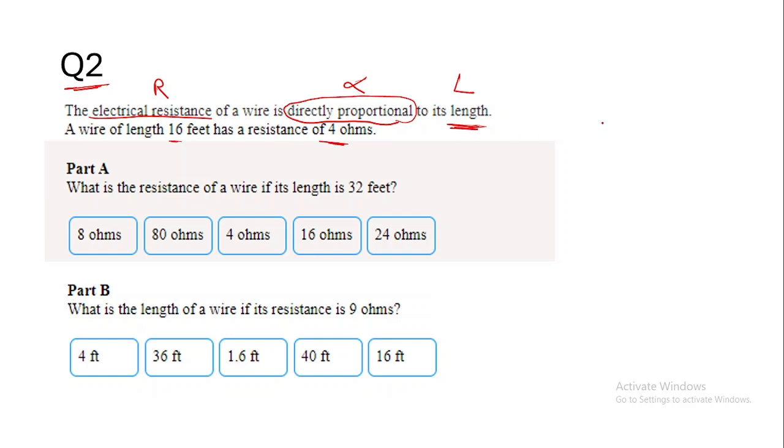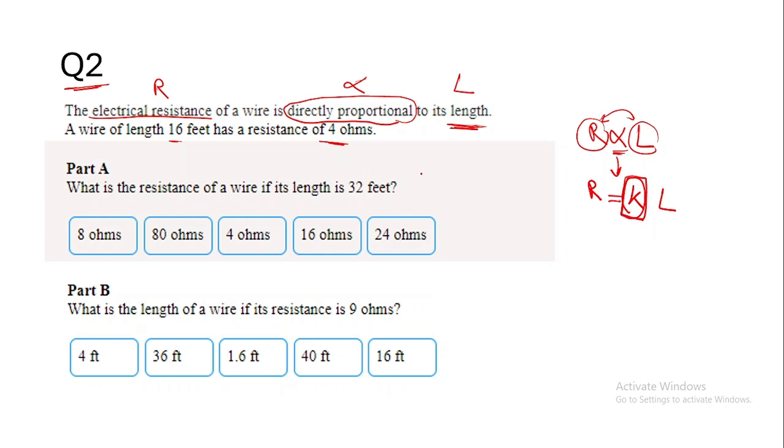Now, for direct proportion, or direct variation, we say R is proportional to L, or directly proportional to L. This can be translated to R equals kL, and k is a constant value. Directly proportional means that these two variables, R and L, have a relation between each other. So when the length is changed, R is changed, with a constant value, which is k.